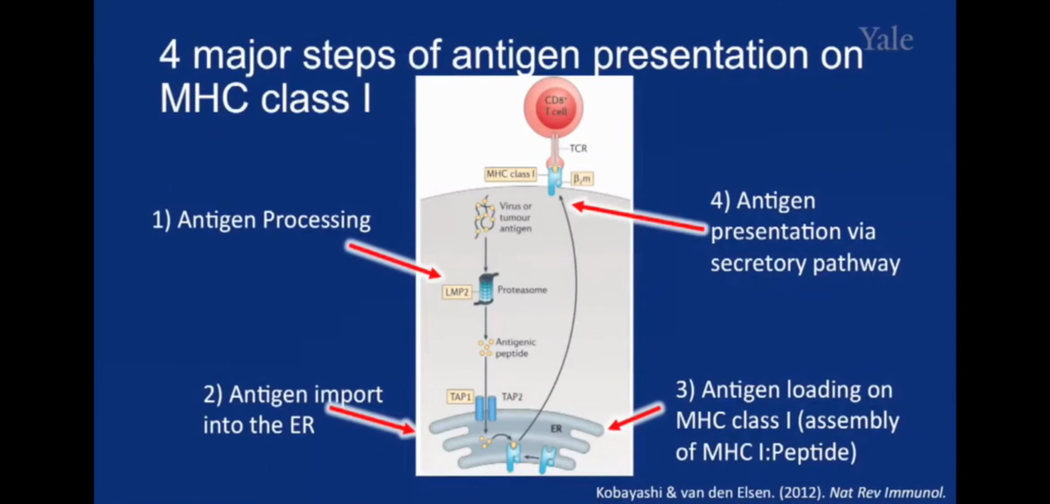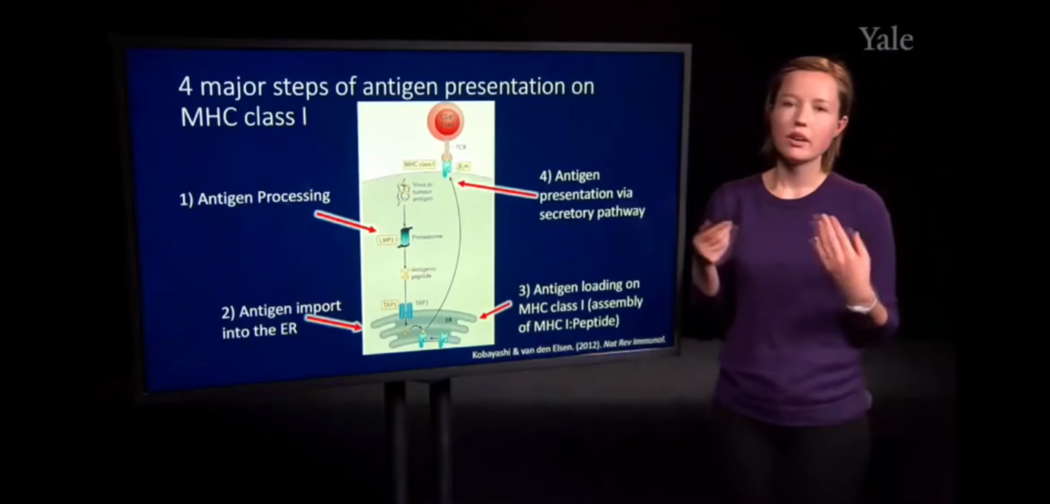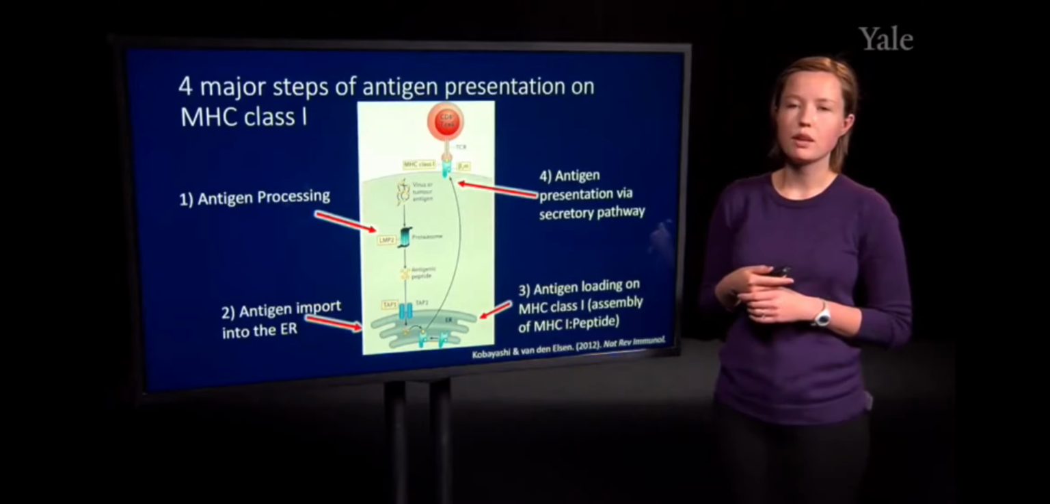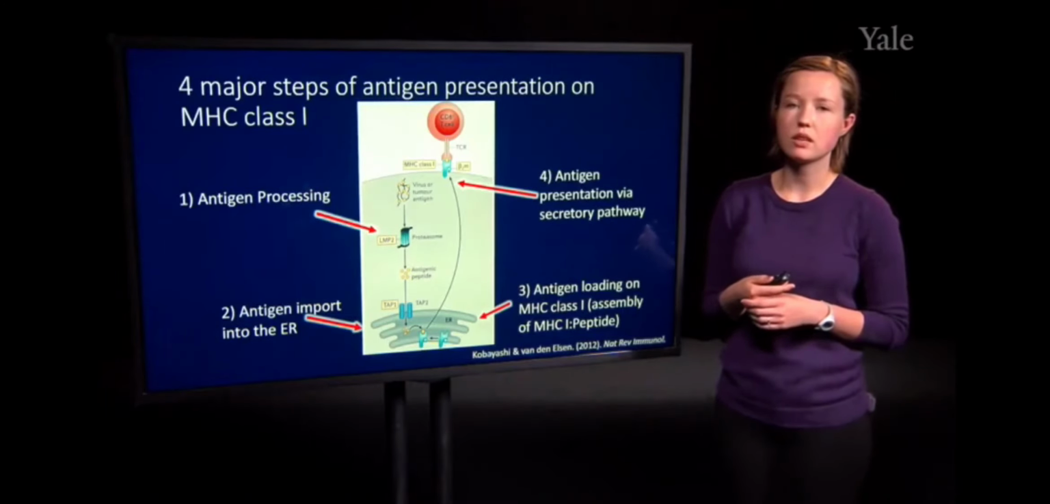Then we have step 3, which is the antigen will be loaded onto MHC class 1 before its export to the cell surface. And then we have the last and final step in which MHC class 1 that's interacting with its peptide can be secreted to the cell surface and then interact with these CD8 T cells, which, as mentioned previously, will be important for responses to intracellular pathogens such as viruses.